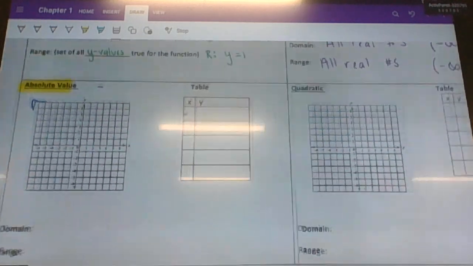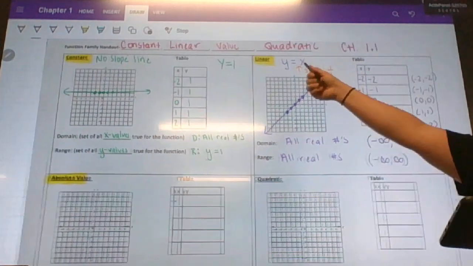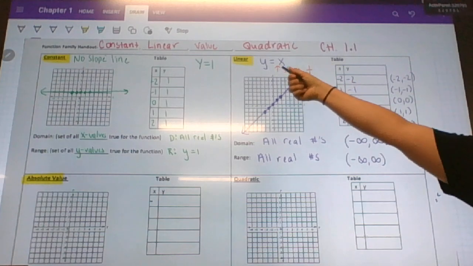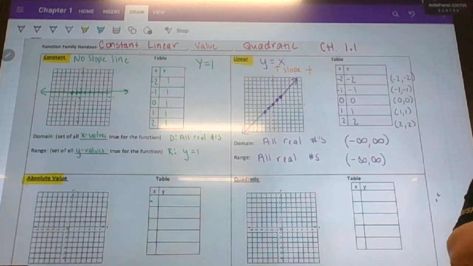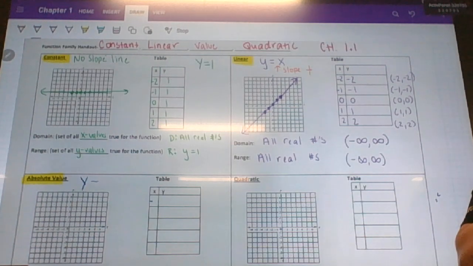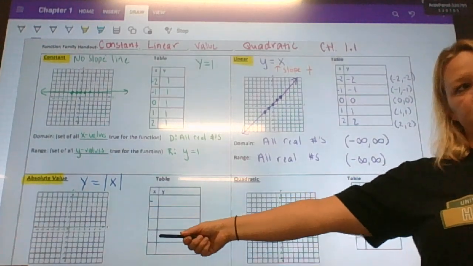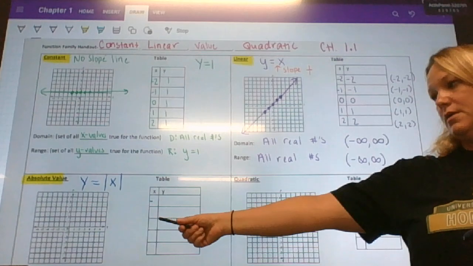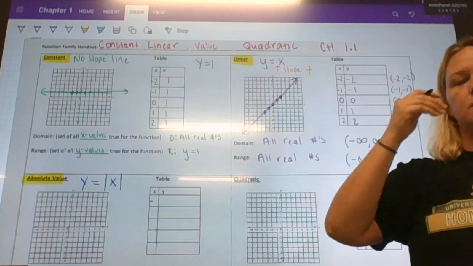Okay, absolute value. So this equation is very much just like this one, really basic, no fancy numbers, no negative signs. We're going to do, instead of y equals x, y is the absolute value of x, because it's an absolute value function family. So all of these functions in this function family make a V shape instead of a plain straight line. So they're a little bit more interesting. They make a V shape.